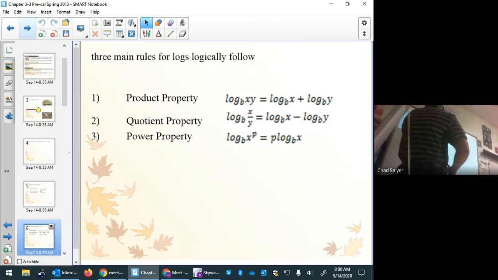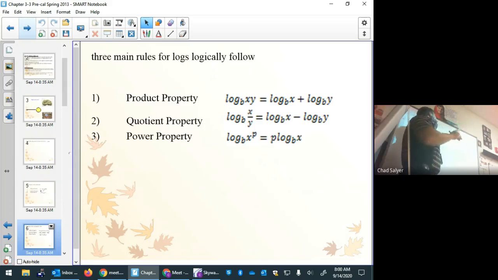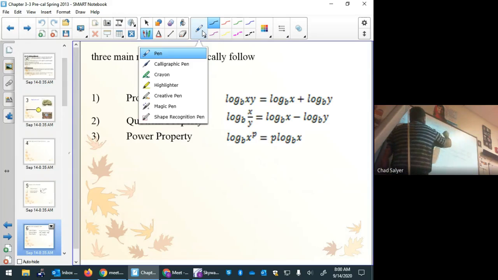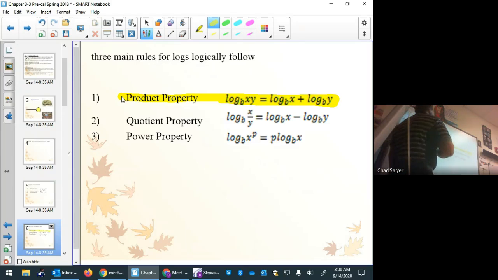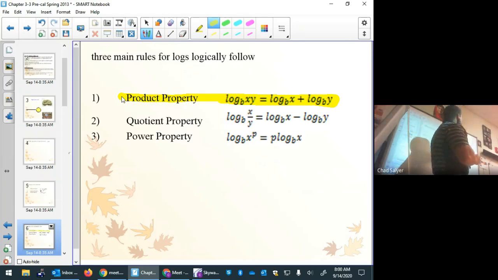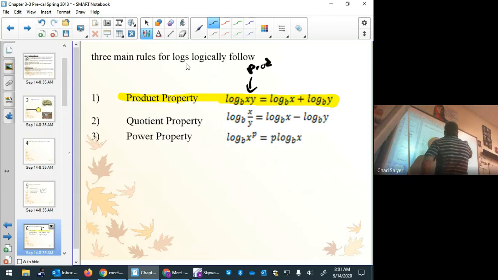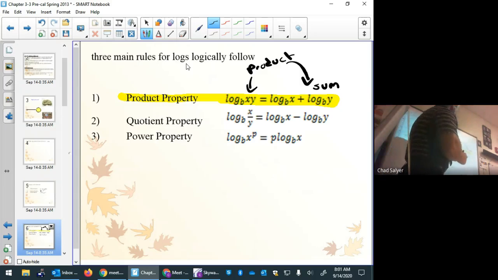All right, so here are the 3 main rules for logarithms that logically follow from those previous rules. The proofs for these involve those formulas you saw just a second ago. So here's the main idea for this section. The product property of logarithms says the log base b of x times y equals the log base b of x plus the log base b of y. In other words, if I have a product in the argument, I can rewrite that as a sum of 2 separate logarithmic terms.